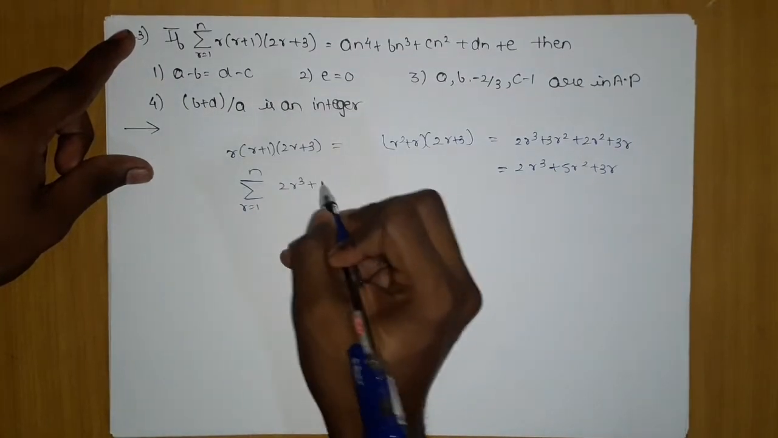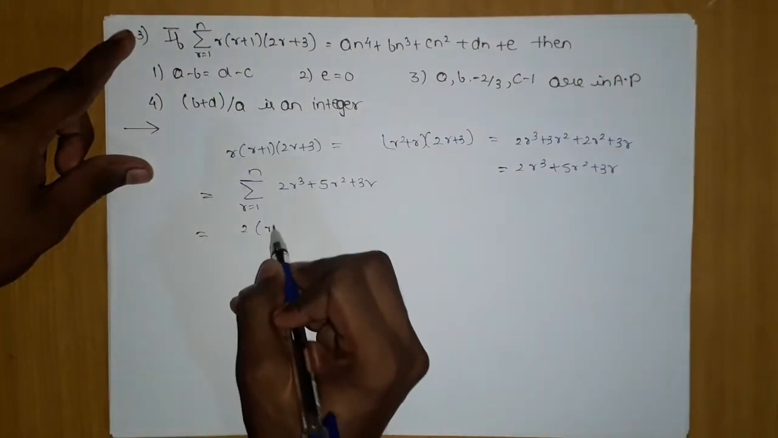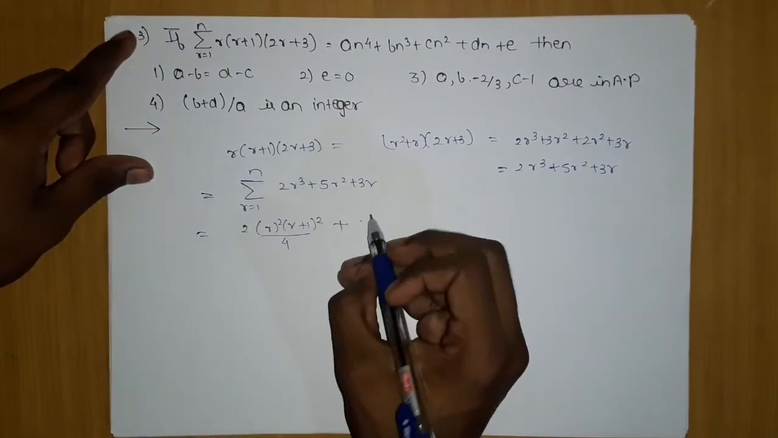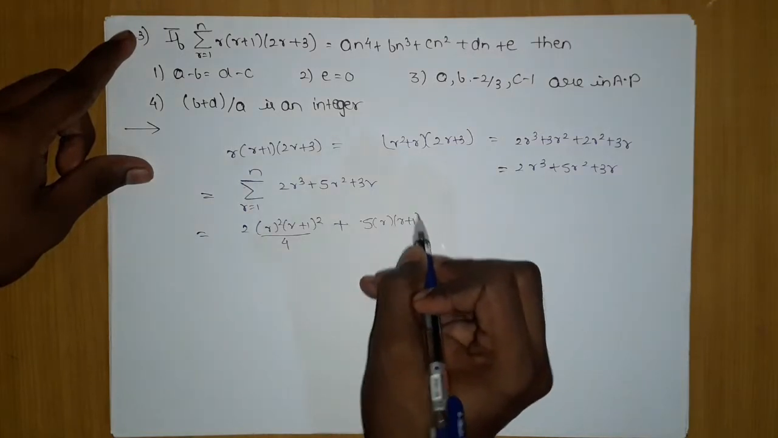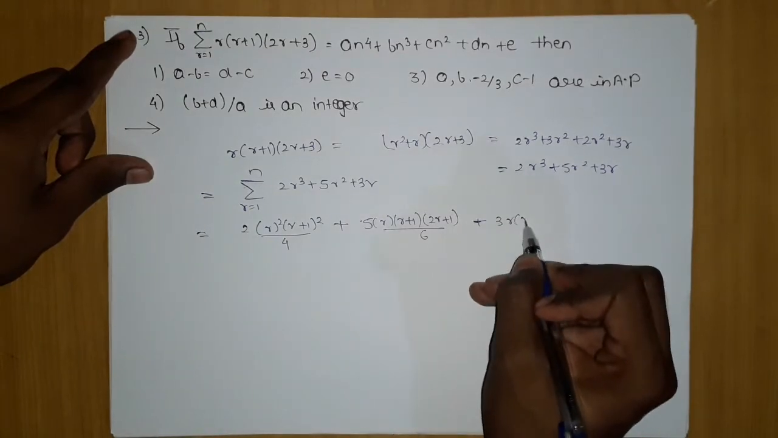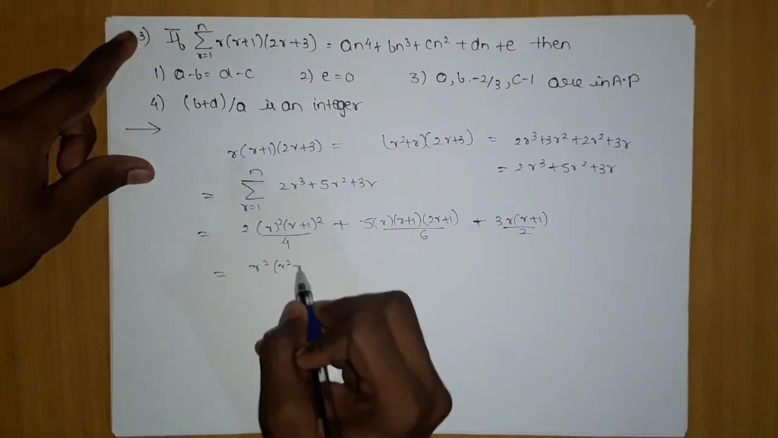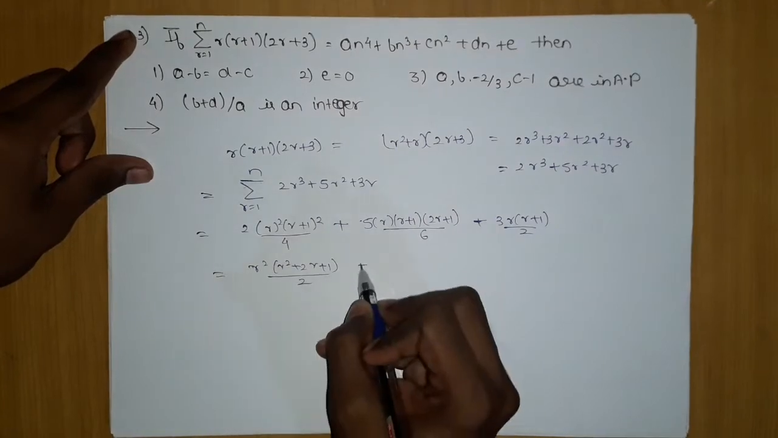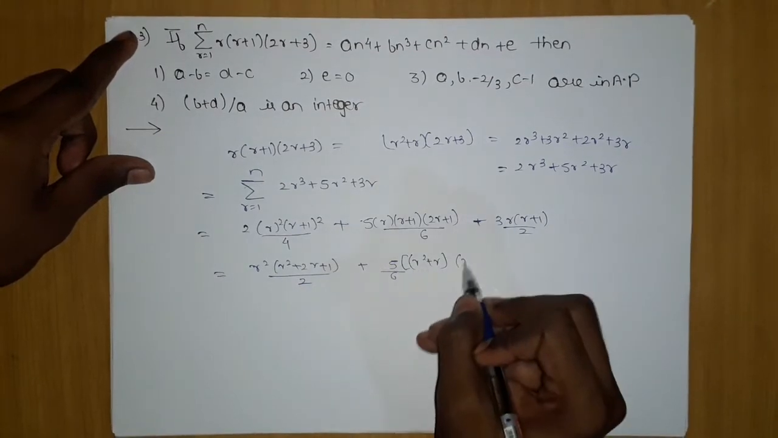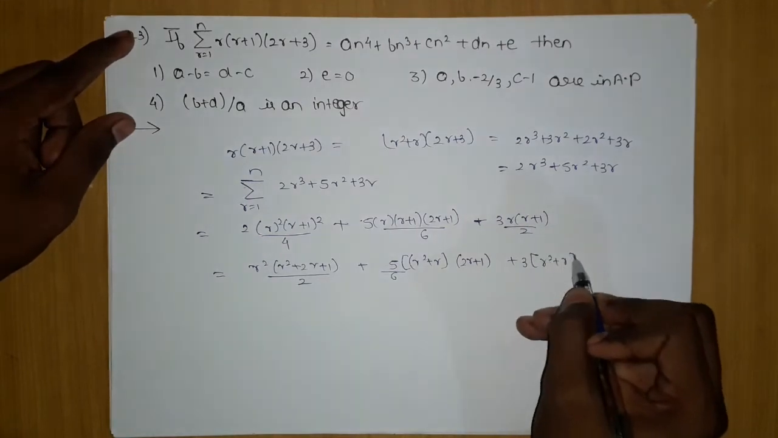Now I have the multiplied one, 2r cube, 5r square and 3r. I will apply the summation. After applying summation, what I have is n square into n plus 1 the whole square upon 4. You should know all the summations of cubes and squares. Then n into n plus 1 into 2n plus 1 by 6, and plus 3 into n into n plus 1 by 2, which will give me n square into n square plus 2n plus 1 upon 2 plus 5 by 6. This will end up giving me n square plus n into 2n plus 1 plus 3 into n square plus n by 2.